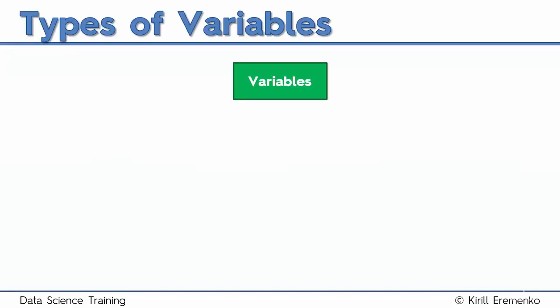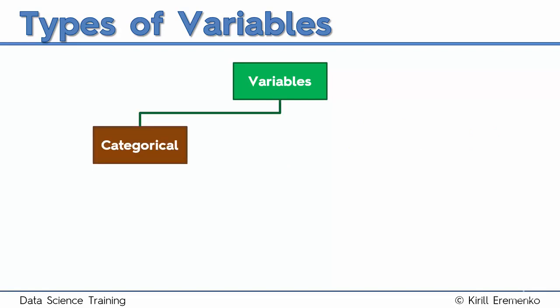So, variables can be of two distinct types. Number one is categorical. Categorical variables, as the name suggests, describe a quality or characteristic of a data unit. So basically they're answering the question, to what category does this record belong, and what are its properties? There are two subtypes of categorical variables.